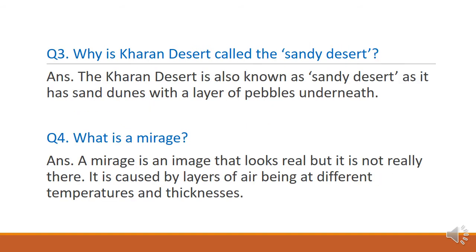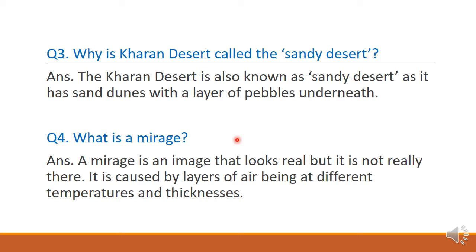Question number 3, why is Kharan desert called the sandy desert? The reason is that the Kharan desert is known as the sandy desert as it is sand dunes with a layer of pebbles underneath. I was telling you about this, that the Kharan desert sand dunes have layers of sand on top and pebbles underneath. Pebbles means small stones that are underneath that sand.